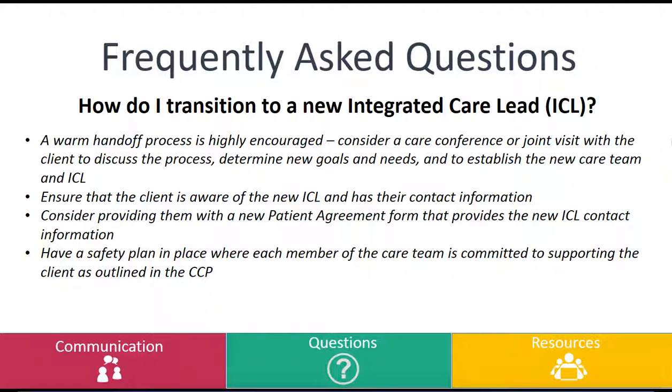The coordinated care plan needs to be updated to reflect the new ICL, both in paper and HPG format, and the initiation/update form and multi-agency consent form needs to be completed and faxed into the LHIN. The patient agreement form can be used again and provided to the client to really identify the new integrated care lead and provide the client with their contact information so that they're aware of who they can contact. And lastly, ensure that the care team members are all informed of the transition and have a safety plan in place where each member of the care team is committed to supporting the client as outlined in the coordinated care plan.